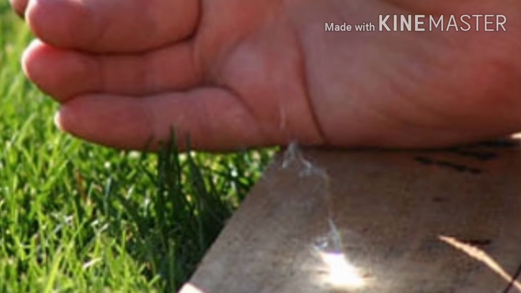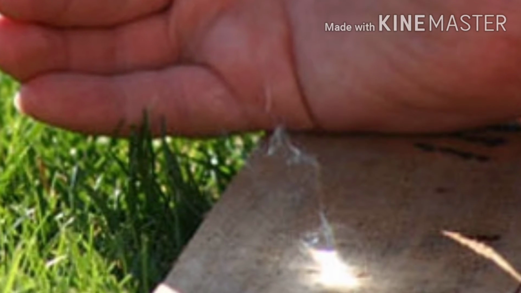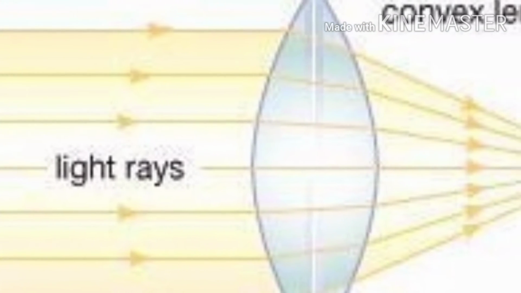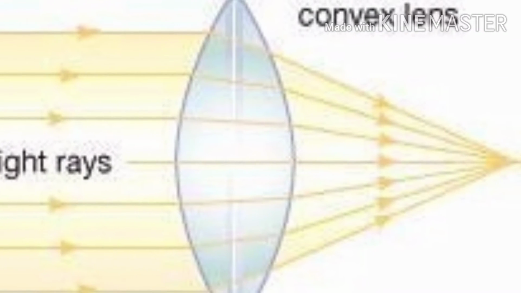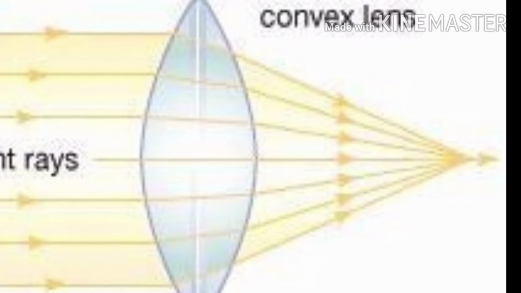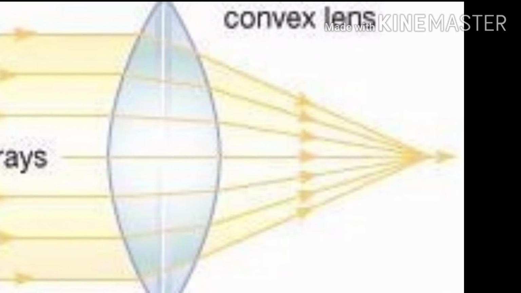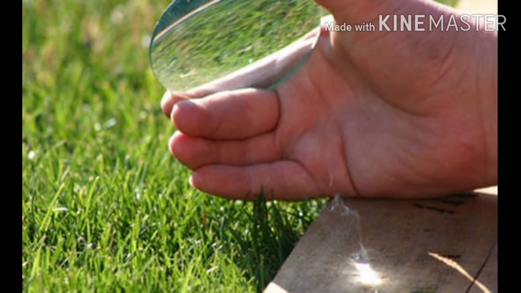Now, why does this happen? This is because the light from the sun constitutes parallel rays of light. These rays were converged by the lens at the sharp bright spot formed on the paper. In fact, the bright spot you got on the paper is a real image of the sun. The concentration of the sunlight at a point generated heat. This caused the paper to burn.